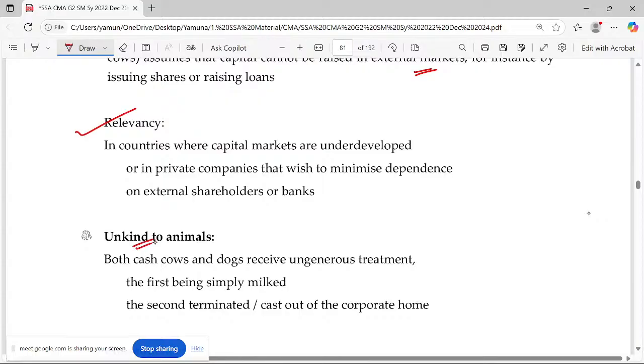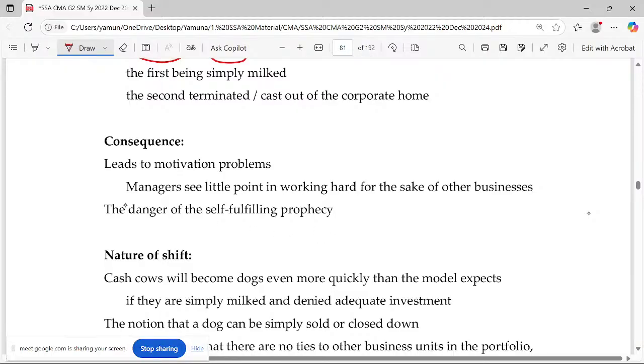And unkind to animals. Sometimes cash cow means will give us super treatment. Sometimes dog means continue wanting wrong. So it's not kind. So that's a theme behind here. Consequences lead to motivation problem. Yeah, this point is a very beautiful point.